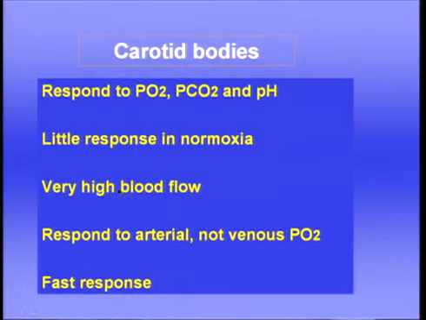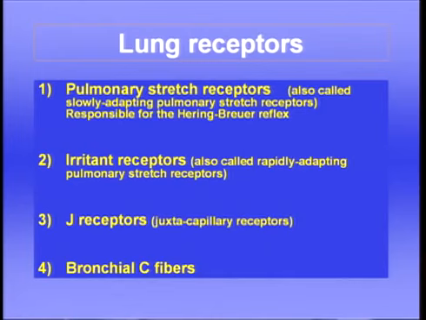I emphasize the very high blood flow in relation to the mass of the organ. It therefore responds to arterial, not venous PO2, and it's got a fast response. So those are some of the features of the carotid body. Now, in addition to the chemoreceptors, ventilation is affected by lung receptors. And there are several of these, and they're listed here.